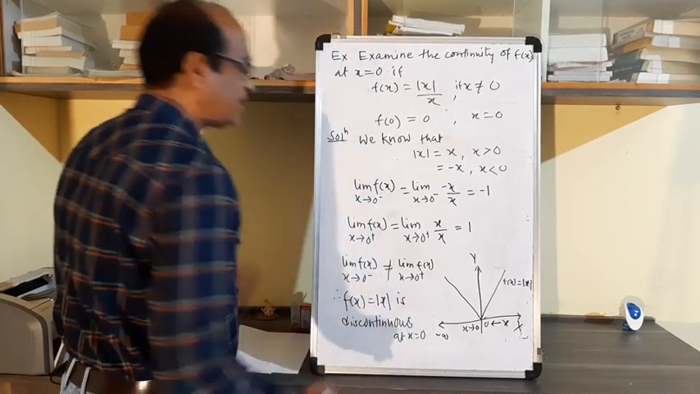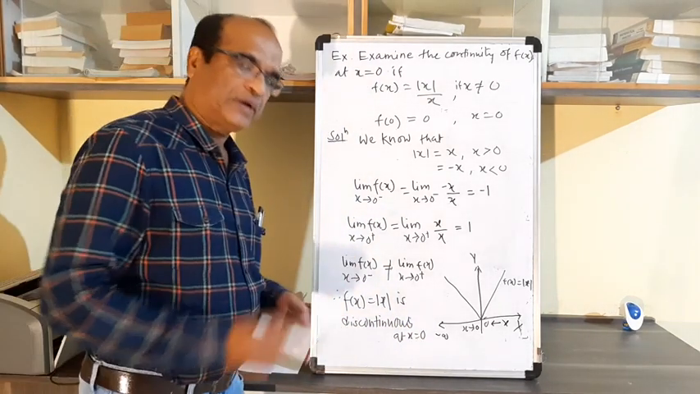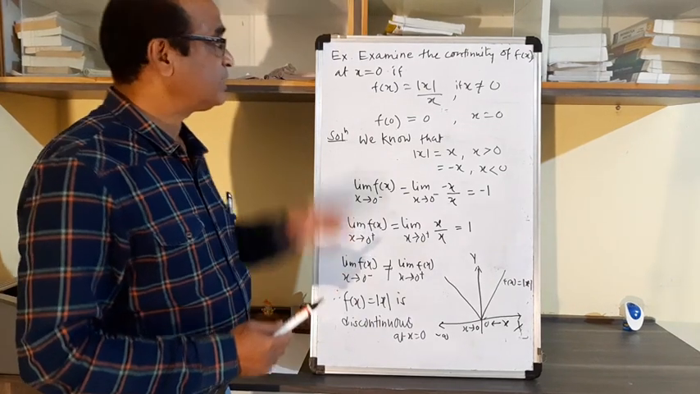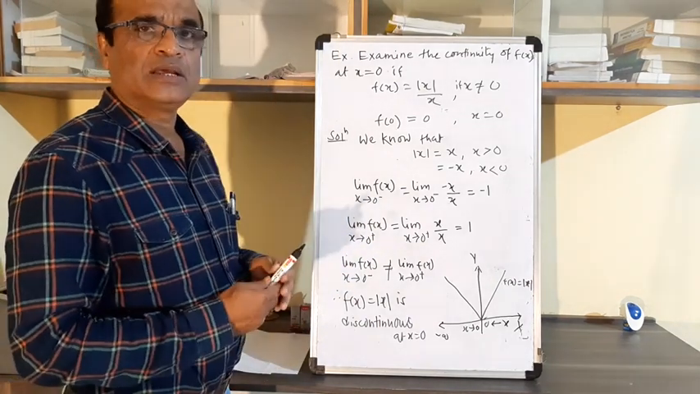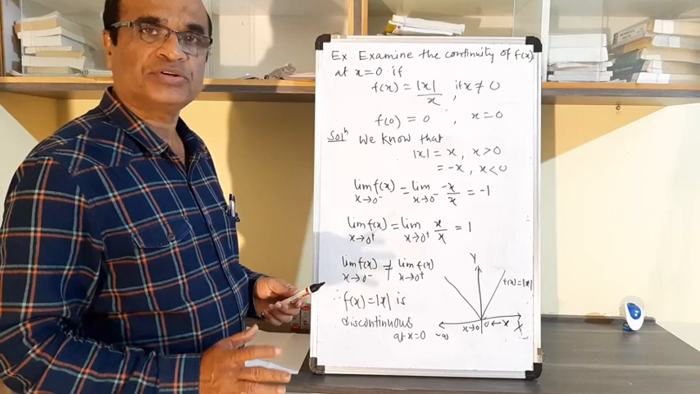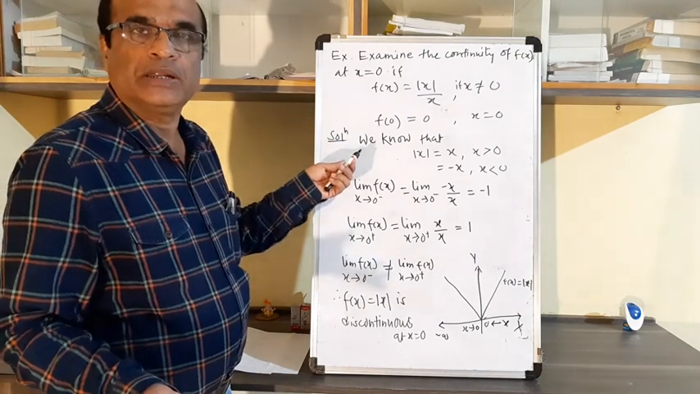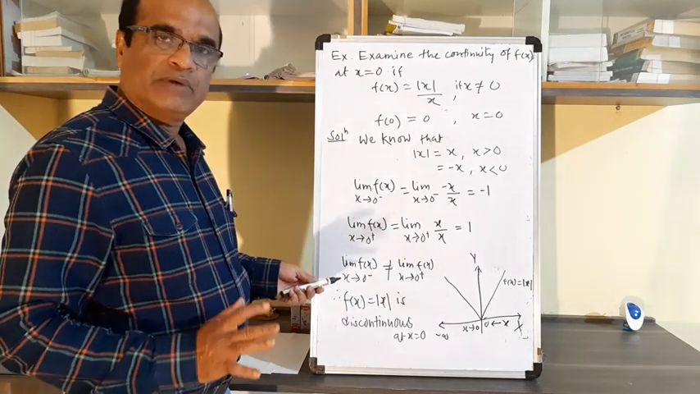So these are very simple examples. This is how to check the continuity of the given function: we examine the continuity of the given function at the given point.